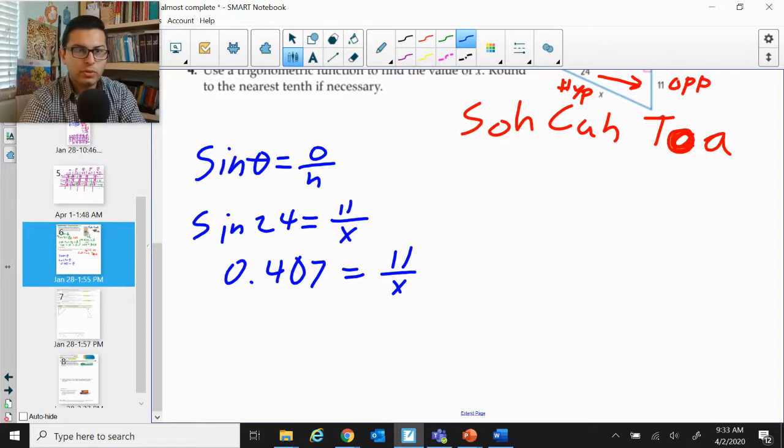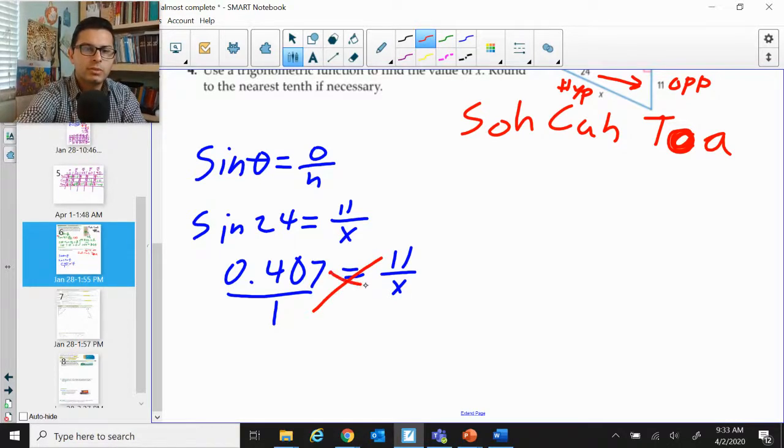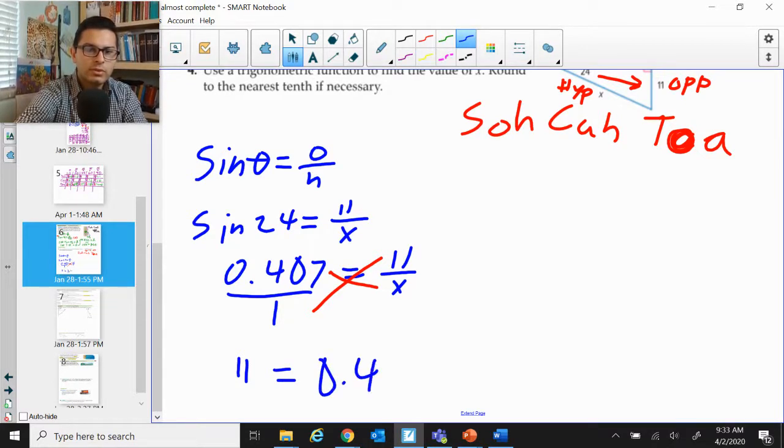Now, this is a perfect time that we can cross multiply. If you remember, any number is just over 1. So when we're cross multiplying here, we're just going to multiply those two, and then put them on opposite sides of the equal sign. So this is going to be 11 equals 0.407 x.